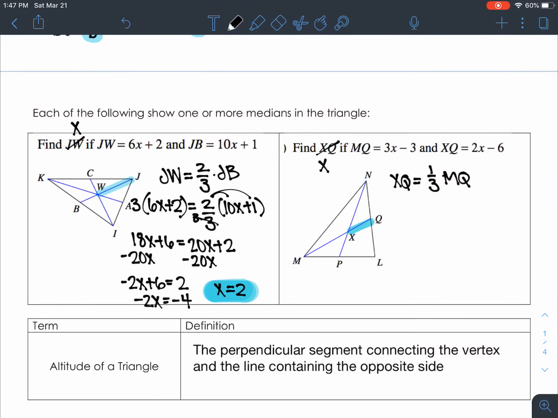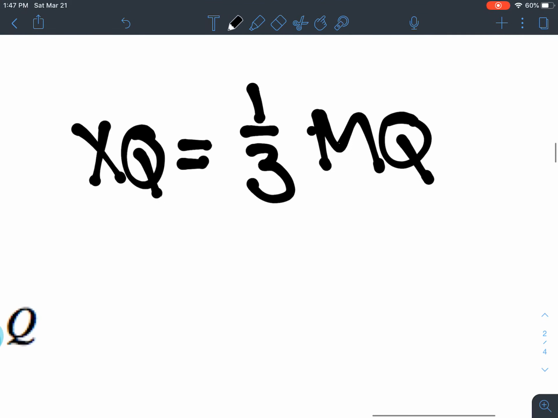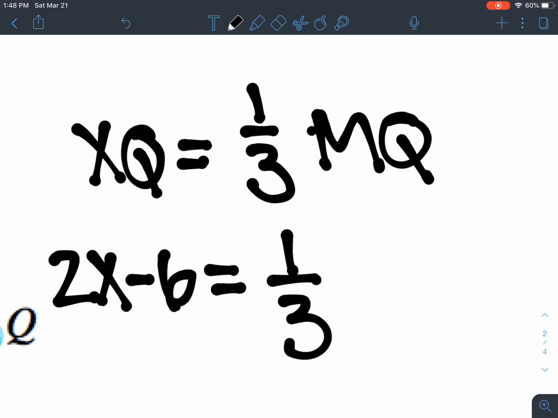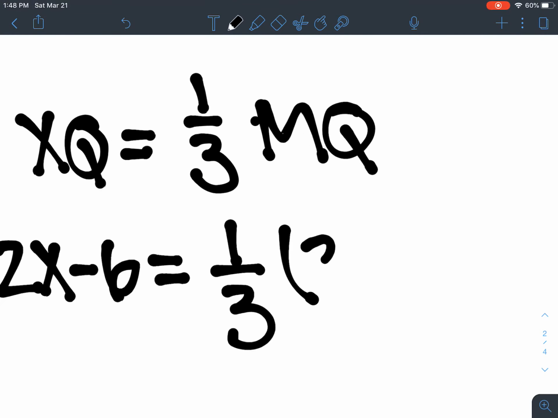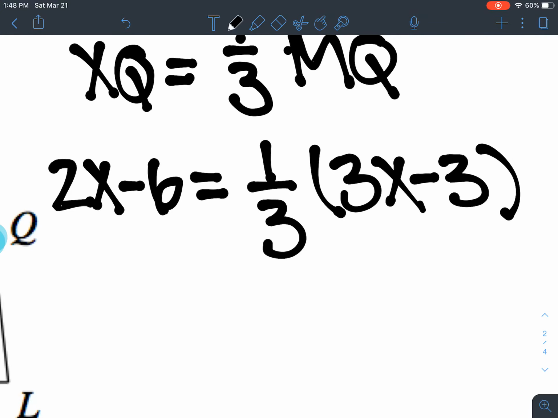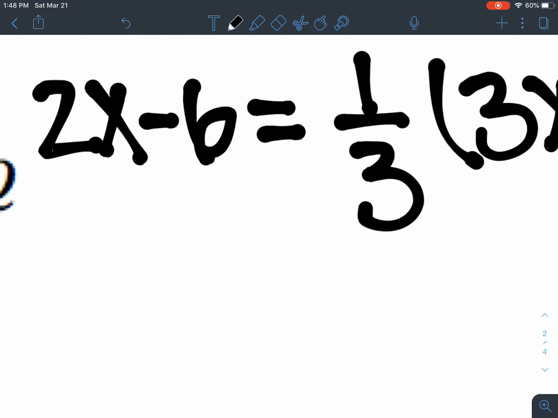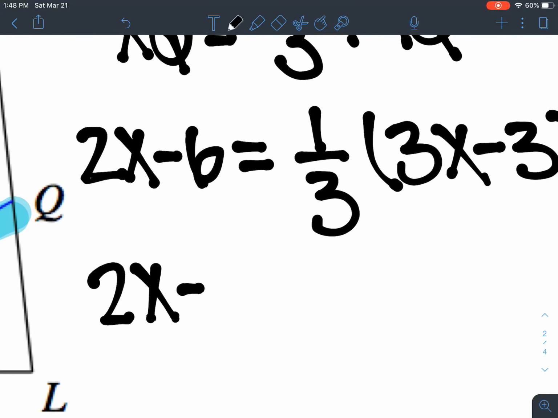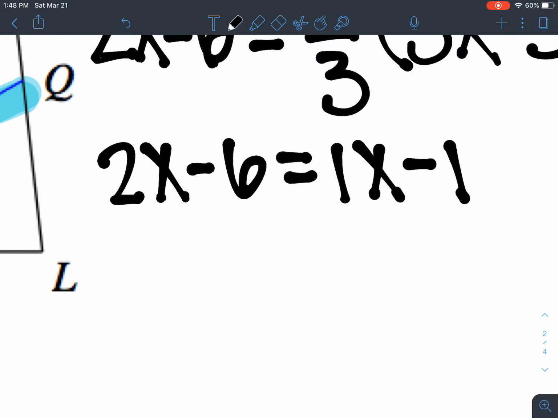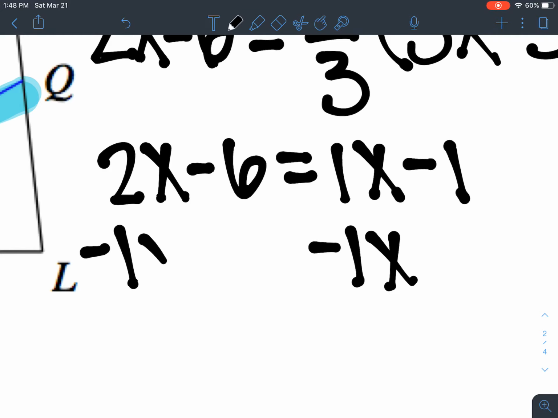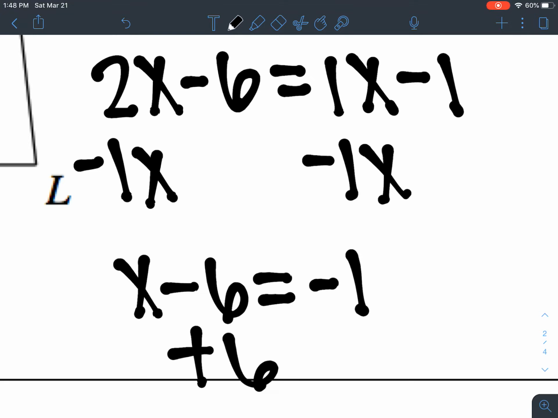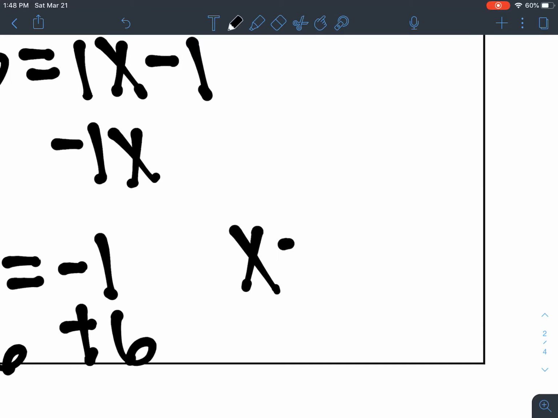Substituting in, I'm going to get 2x minus 6 in for my XQ is equal to 1/3, and then in parentheses, 3x minus 3. I'm going to distribute this one through because I see that my 3 goes into my 3x and my 3 goes into negative 3. So that one's easy. I get 2x minus 6 is equal to 1x minus 1 when I distribute that 1/3 through. Now I solve. I subtract the 1x and get x minus 6 is equal to negative 1. Then add the 6 over, and I get x is equal to 5.